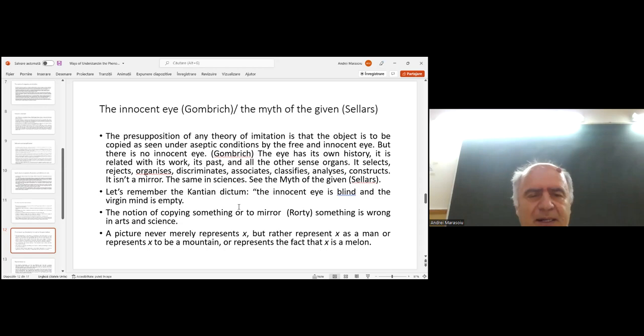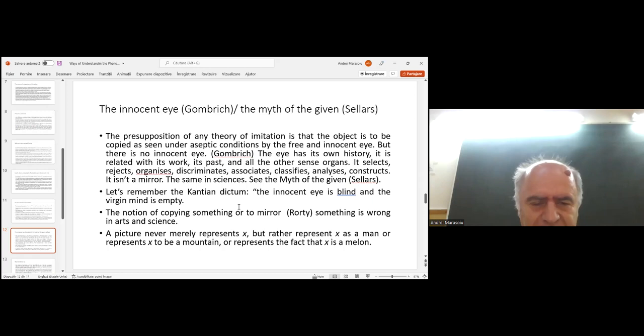The presupposition of any theory of imitation is that the object is to be copied as seen under aseptic conditions by the free and innocent eye. But there is no innocent eye. The eye has its own history. It is related with its work, its past, and all the other sense organs. It selects, rejects, organizes, discriminates, associates, classifies, analyzes, constructs. It isn't a mirror. The same holds in the sciences, where we can use for comparison the myth of the given.